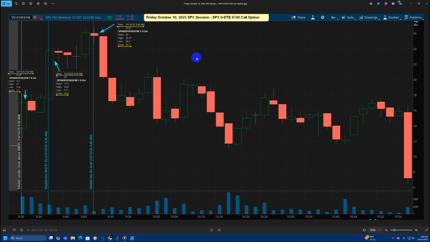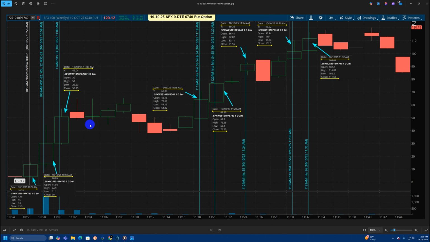Next we'll look at the 67.40 put. Here's the 10:56 a.m. candle that closes below the BBKPL right after the Trump tariff news. Close of the candle, $13.50. That's your entry price. Very next candle hits midpoint S1, S2, YDL, S2, as well as the midpoint of S2, S3. Close $30. 11 a.m. candle hits S3. Close $50.75.